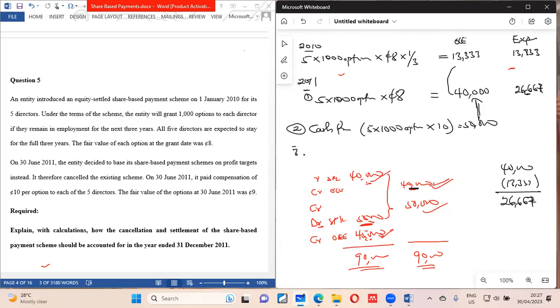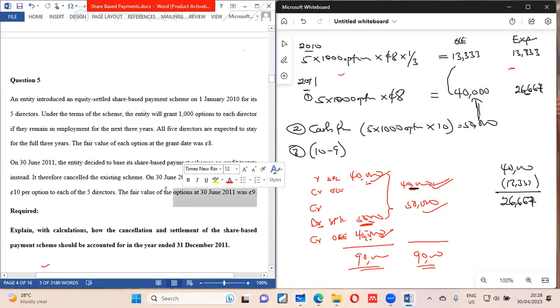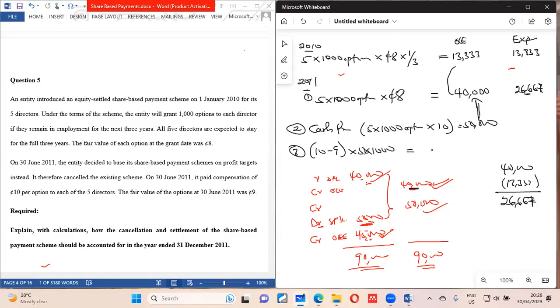Then step 3 is that you treat all the excess of the fair value of the equity instrument at the cancellation date as an expense. So what is the excess? The excess is the 10 they paid over the 9. This is the fair value at that date, and this is the payment that they are making. Multiply by the same five people by the same 1,000 options. You are going to get 5,000. And this is another extra expense, which will go to your P&L. So you practice these 3 things, you are done. That is all about cancellation.